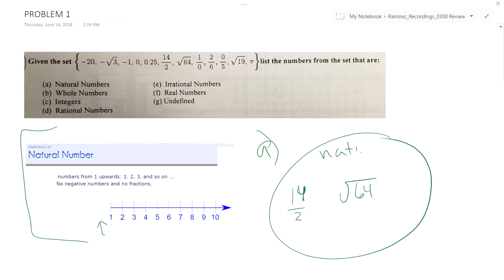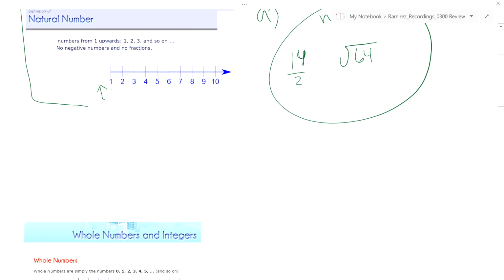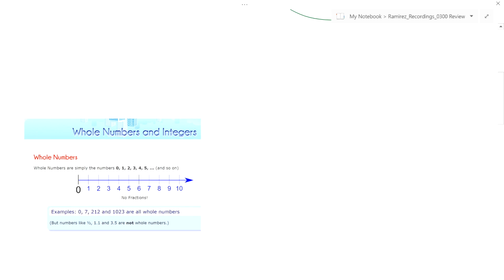Now moving on to part B, we have to figure out which ones are considered whole numbers. You can just ignore the integers for now; we'll focus on that in the next problem. A whole number is simply the number system 0, 1, 2, 3, 4, 5, and so on. If you remember, natural numbers did not include 0, but whole numbers do include 0. There are still no fractions. For example, 3.5, 1.1, and a half are not considered whole numbers.